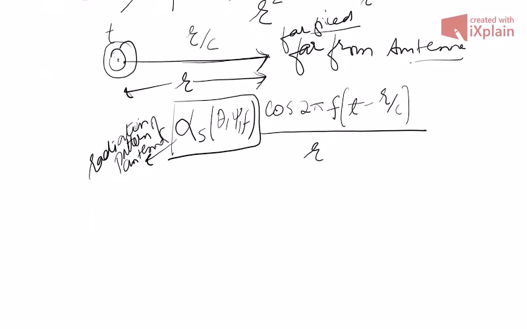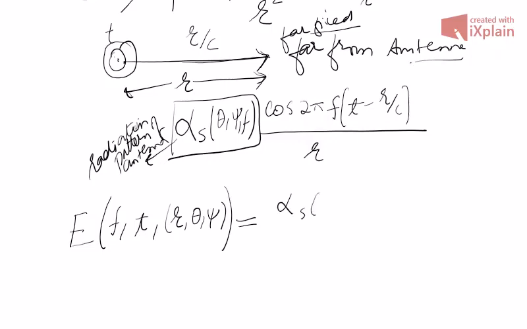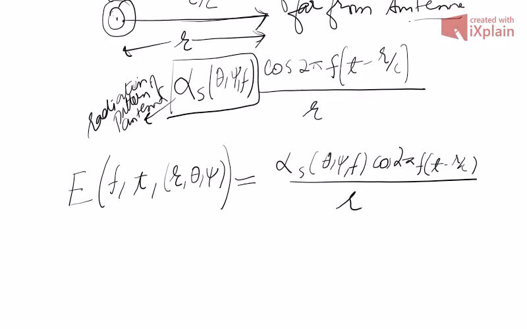So this I can represent as electric field. Hence, the electric field at frequency f at time t, and three parameters r, theta and psi, which are the three parameters for the pattern, is equal to some pattern constant which depends on theta, psi and f, times cos of 2 pi f (t minus r by c), divided by r.